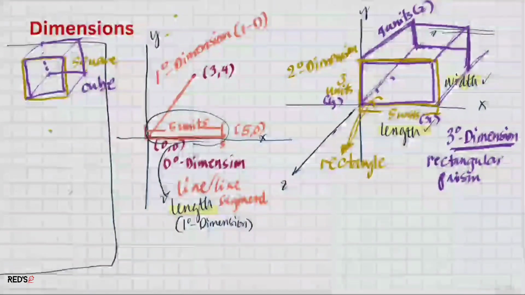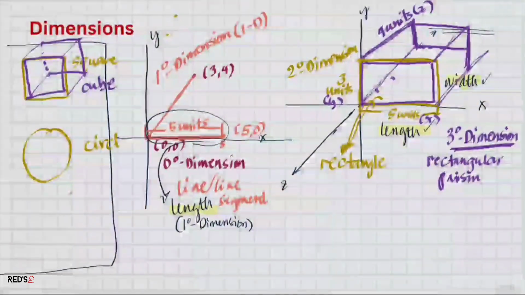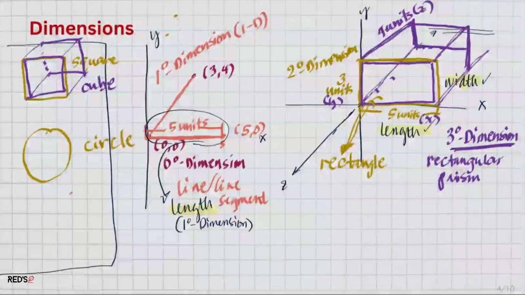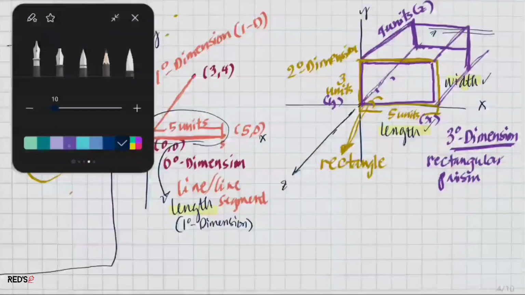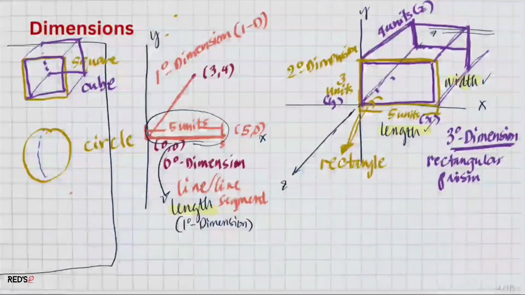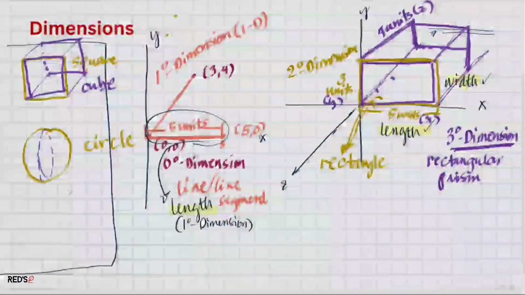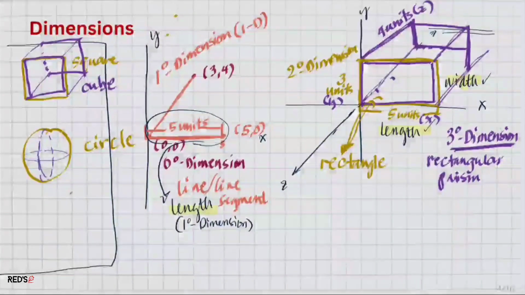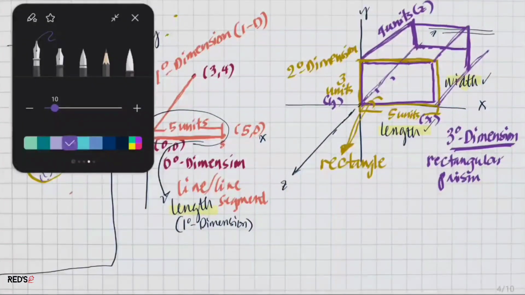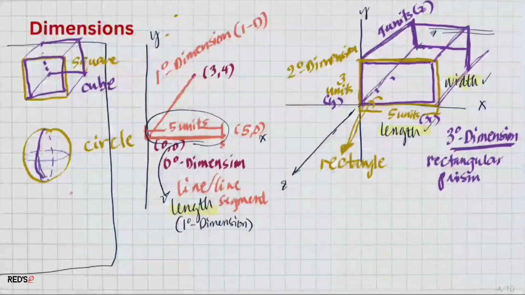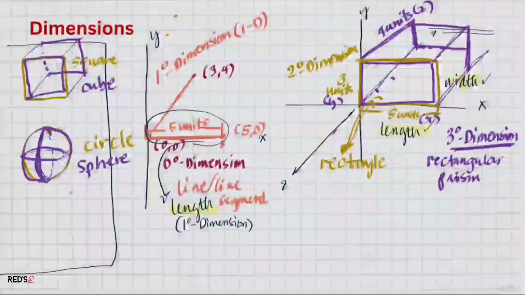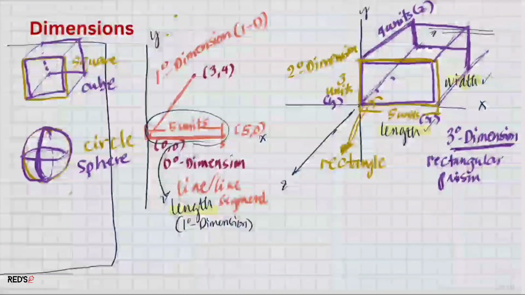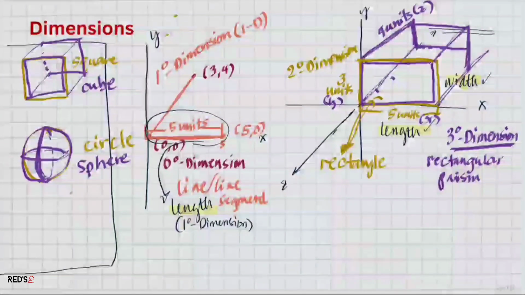Another example, what if we have a circle? And then we want to make it 3D. We imagine it, or we make figures around it, around the z-axis. So making that, that will be made into a sphere. All right, so that's how we make sense of what dimensions are.